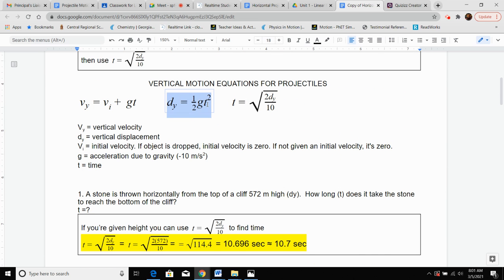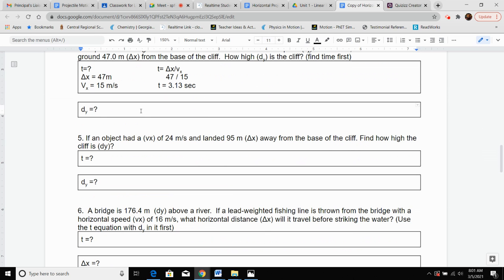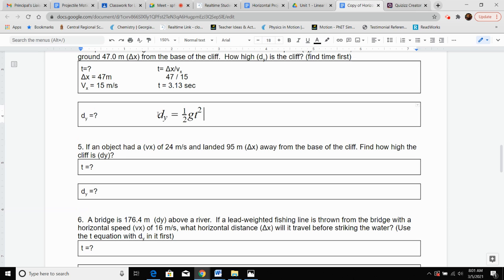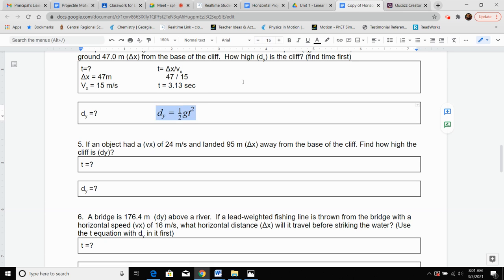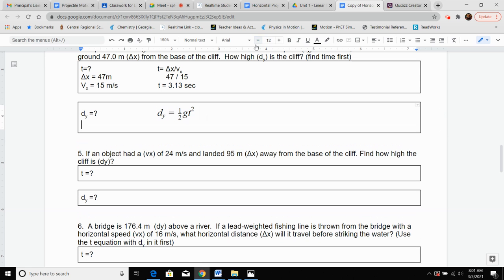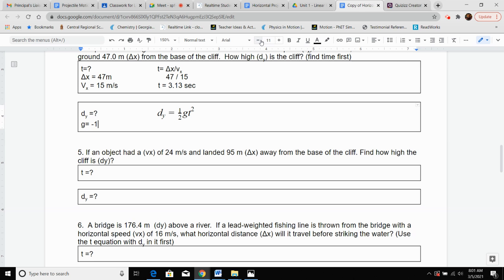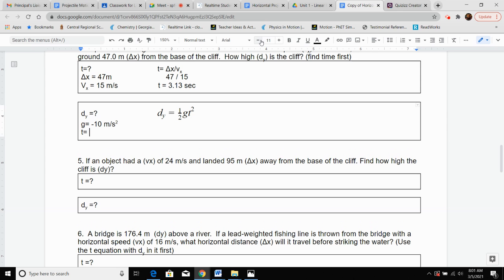So I'm going to highlight this, copy, Control C, go down here, and make this a little bit smaller. Okay. I don't really need to write it, hopefully, but I'm just going to do it for this. Negative 10 meters per second squared, and time we solved for in the part right above, of 3.13 seconds. So one half times negative 10 times 3.13 squared. How do I do the squared thing again? Control period. Control period again to get out of that.